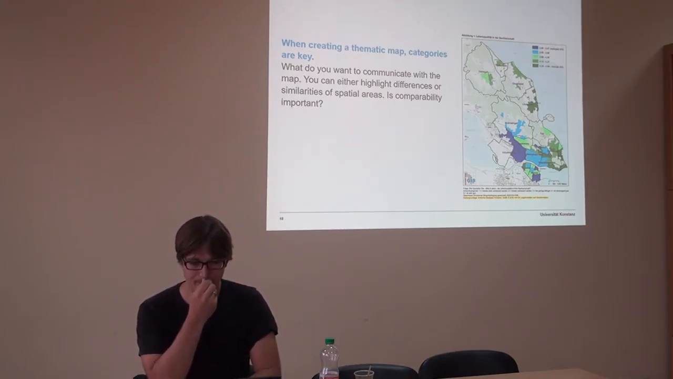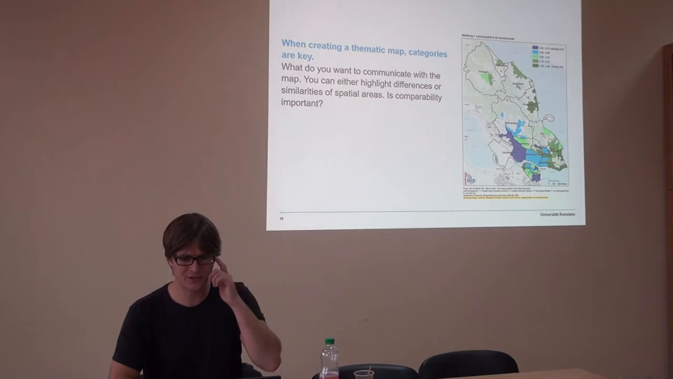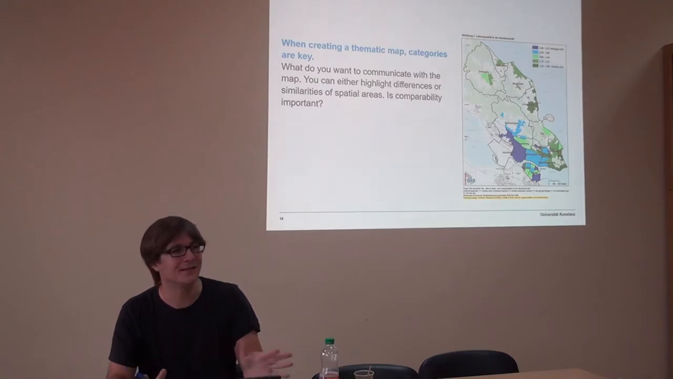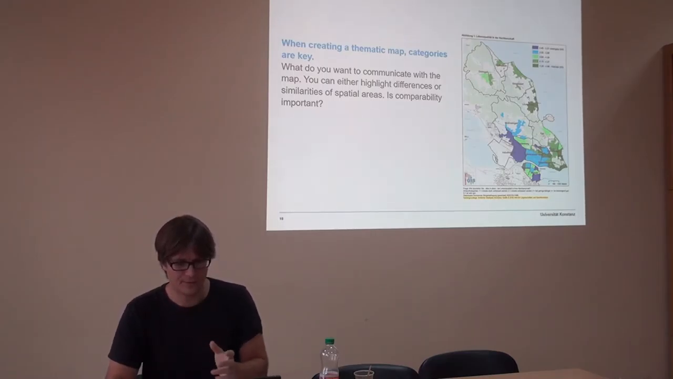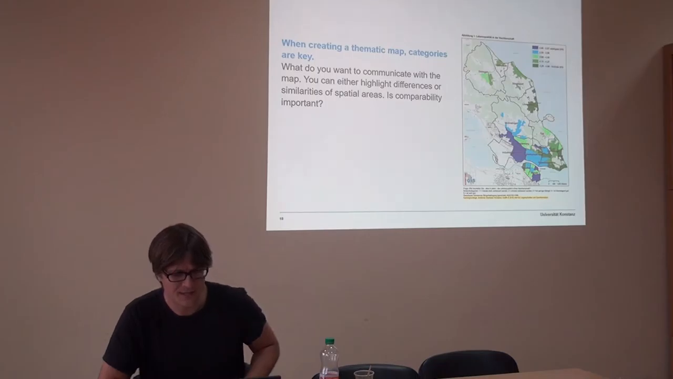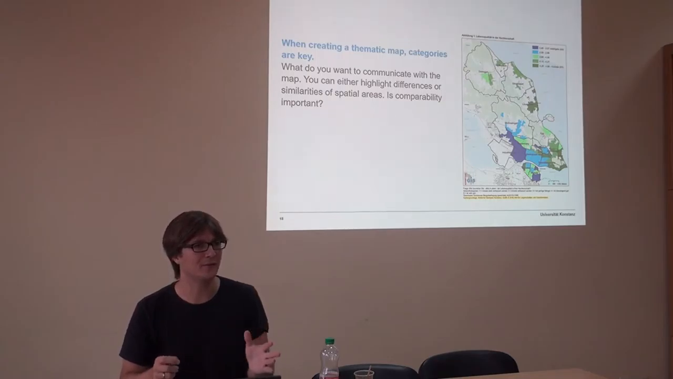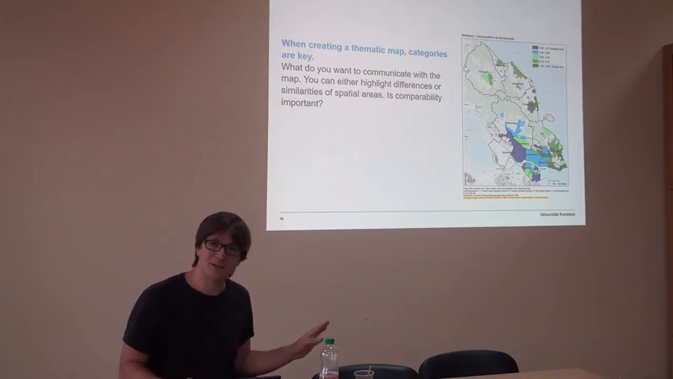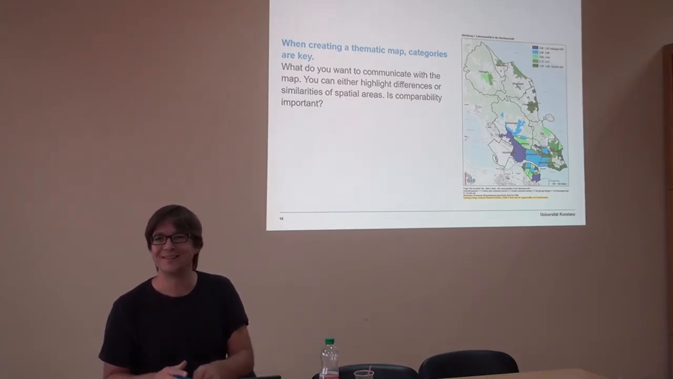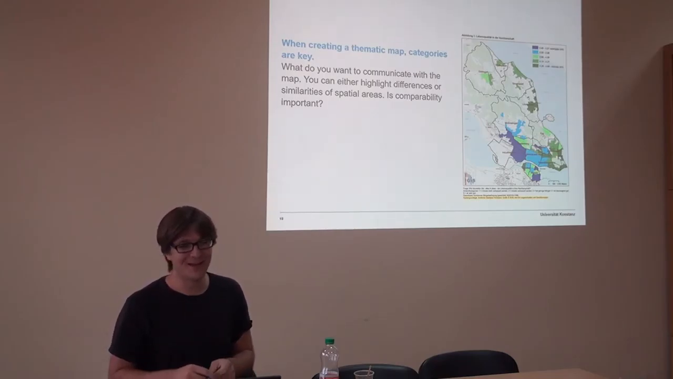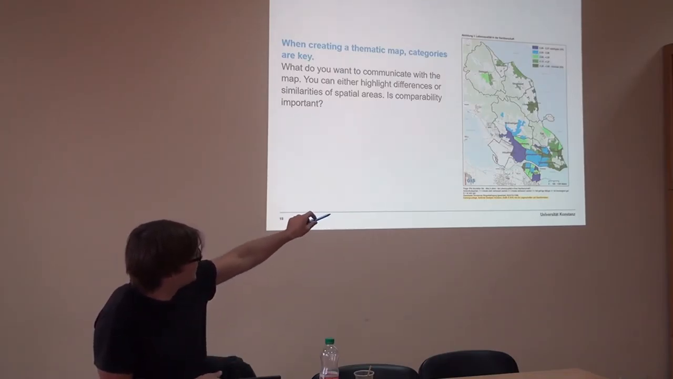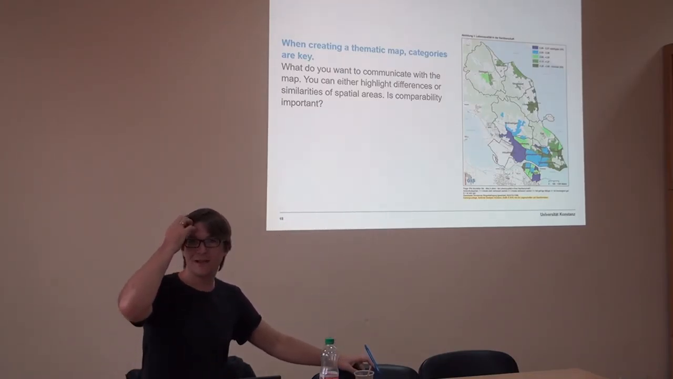Firstly, when creating a thematic map, like this choropleth map, categories are key. They are very important. This is a survey we did in Konstanz. These are different neighborhoods, and these different colors correspond to different means for some kind of answer. I think it's whether people are satisfied with their lives or not. Blue is they are not so much satisfied, and the green colors is they are very satisfied.